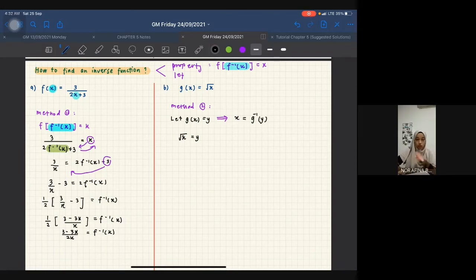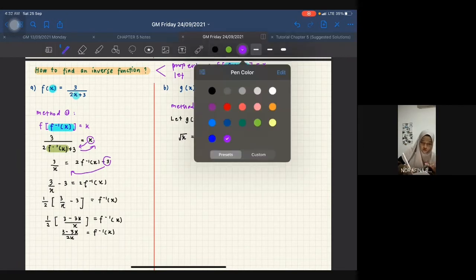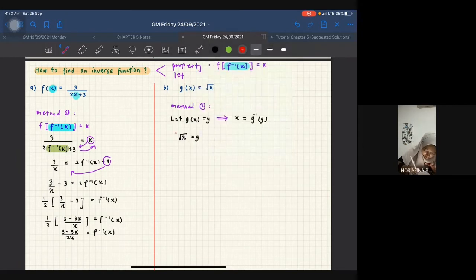So, we're just going to eliminate the square root. Kita akan square root both sides. Bukan square root, sorry. We're going to square both sides. So, square both sides. The left side will become x and the right side will become y squared. Okay, so kalau tengok dekat sini, dah settle. X awak dah jadi awak punya subject dekat situ. You have x is equal to y squared.